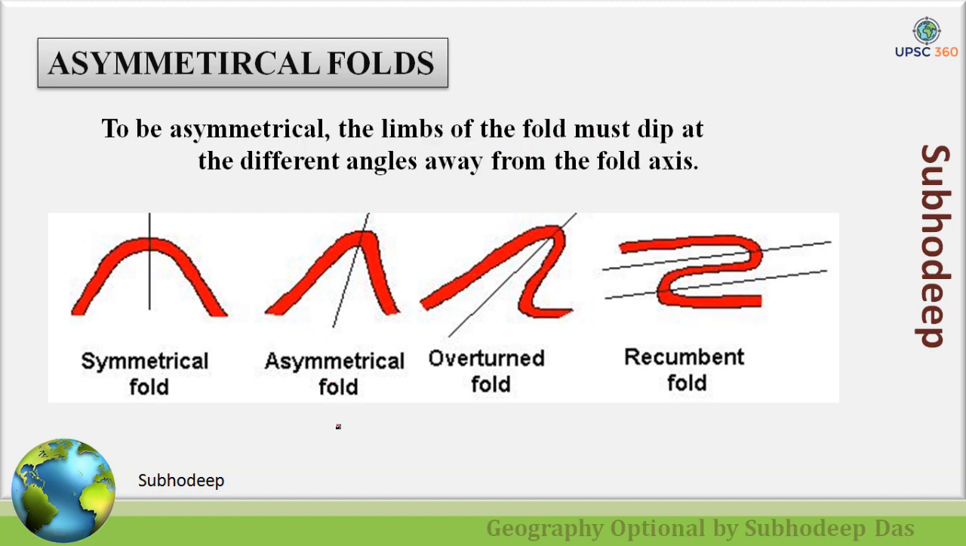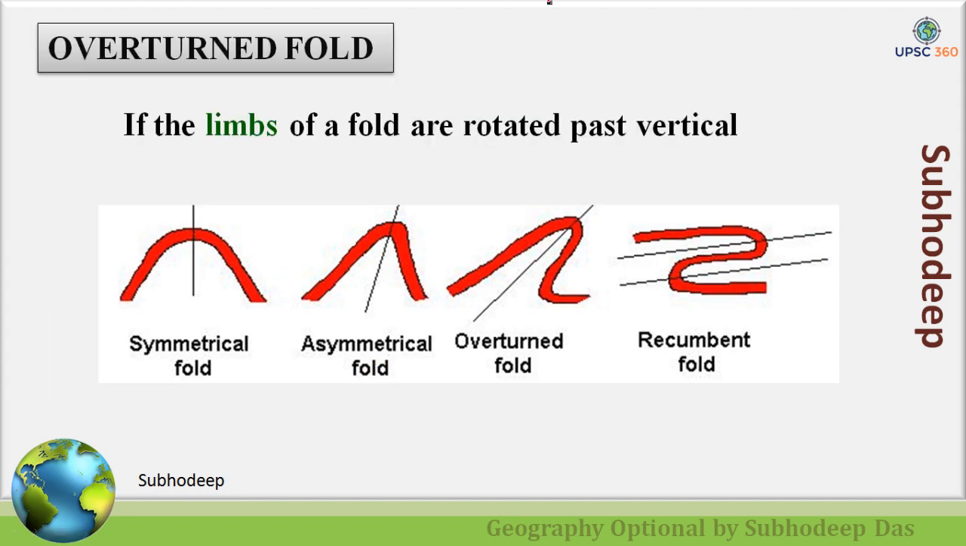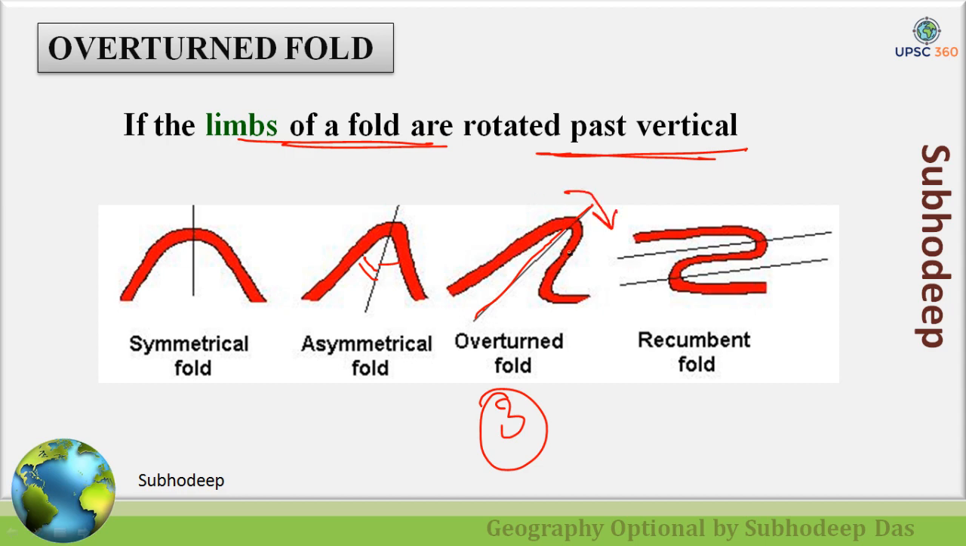Next comes asymmetric fold. In an asymmetric fold, the limbs of the fold dip at different angles. Say for example, this angle and this angle are not the same. All right, you can clearly observe it in the diagram as well. So in this case it is called asymmetrical fold. All right, next, the third one, is overturned fold. In this, the limbs of the fold are rotated past vertical. See, earlier the angles were not the same, but in this the limb is rotating past vertical, right? So in this case it is called overturned fold.